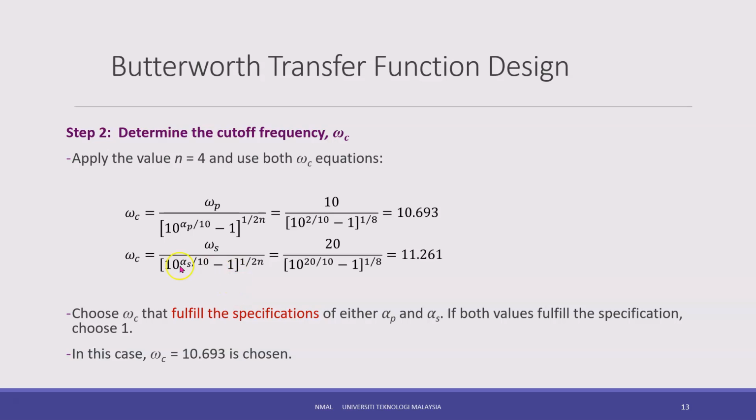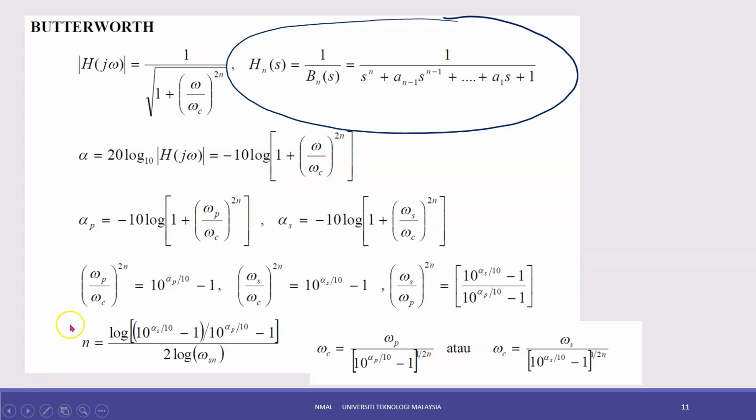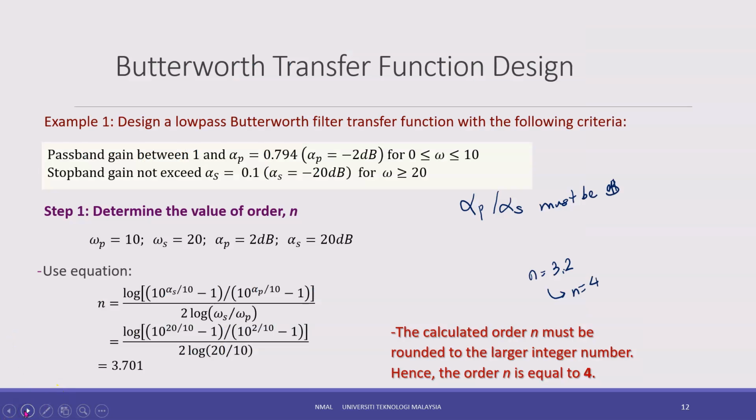Okay, so in this case, you have to test the omega C values that you obtained here, 10.693 and also 11.261, in this equation of alpha P and alpha S. So you put in the values of omega P, omega C, and omega S to find alpha P and alpha S, and find out whether they are between or fulfill the passband gain given here and also the stopband gain here.